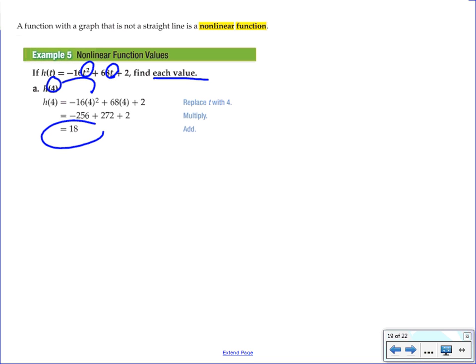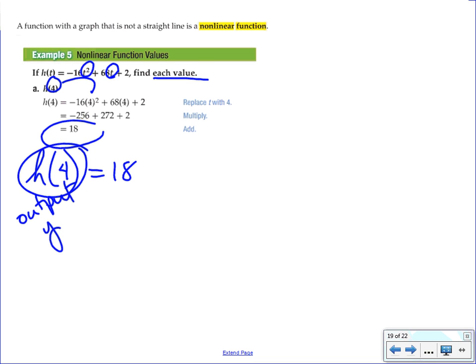So when we have h of 4, we'll substitute the value of 4 into every place in the equation to find out what our h of 4 will equal. So h of 4 would equal 18. That's like saying our output is 18, or our y is 18. That's what this means.